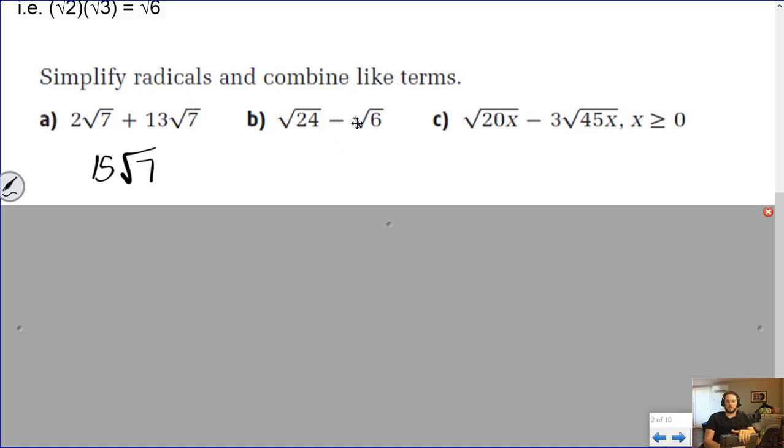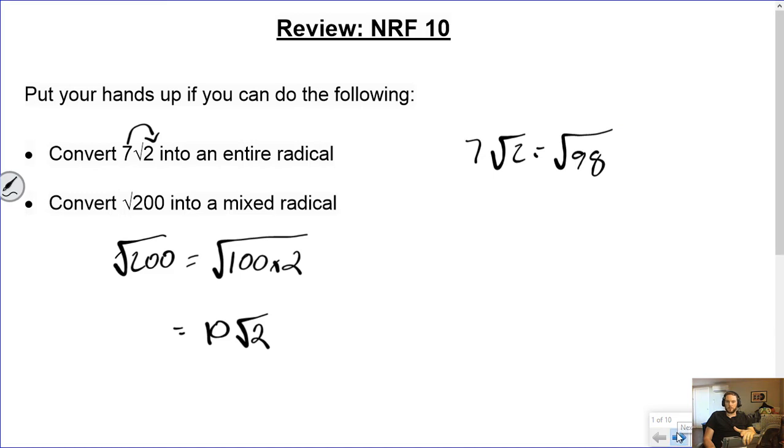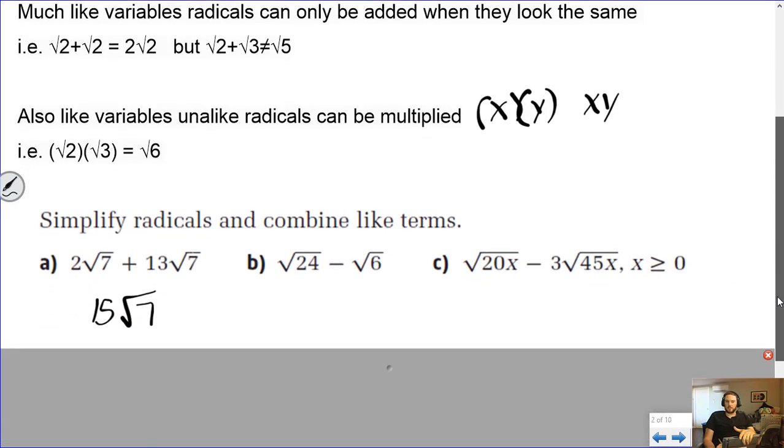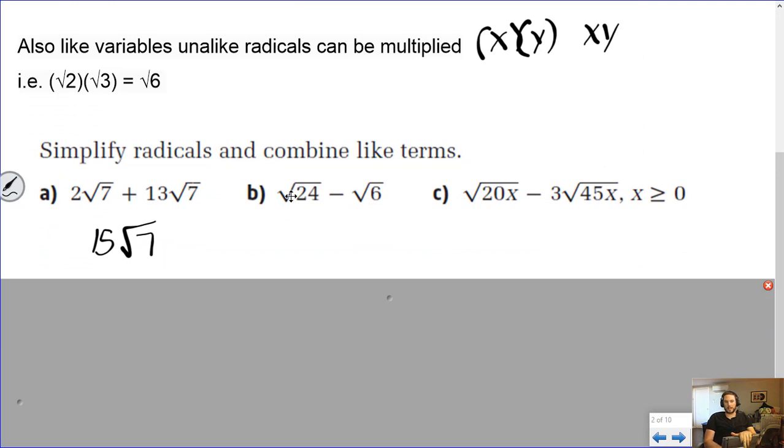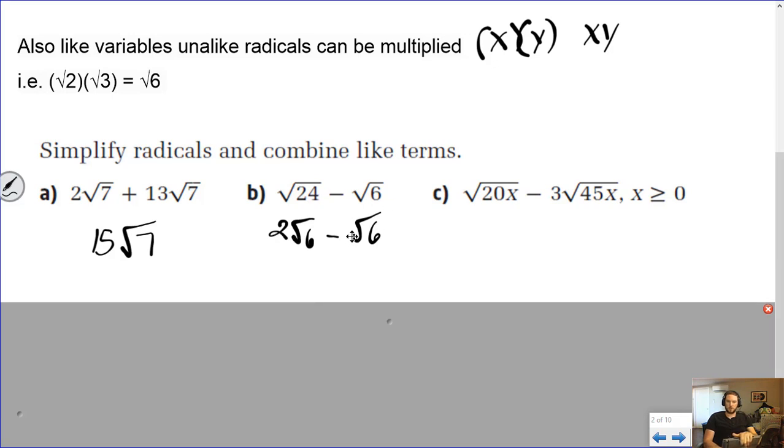All right, part B here. So these look like they aren't the same radical, but this is why at the first of the video I talked about going from mixed radicals to entire radicals and vice versa. Because if I took this 24 and I turned it into a mixed radical, well, 24 is 6 times 4, right? So if I take the 6 times 4 and I get the 4 out of my radical, it becomes a 2. So this thing turns into 2 root 6 minus root 6. So if I have 2 root 6's and I subtract 1 root 6, I'm left with root 6.